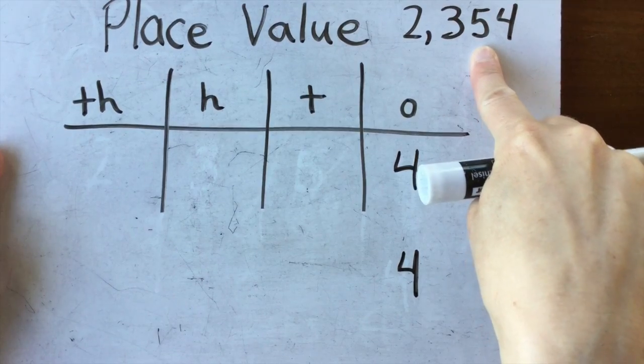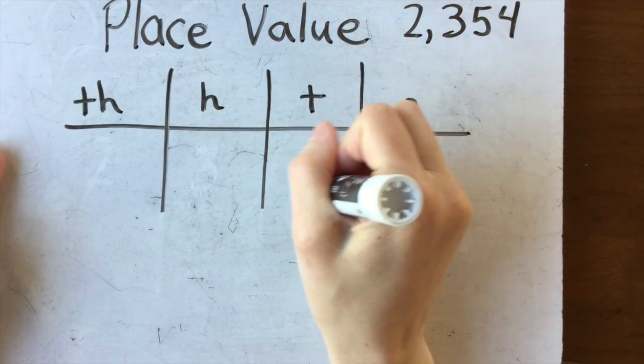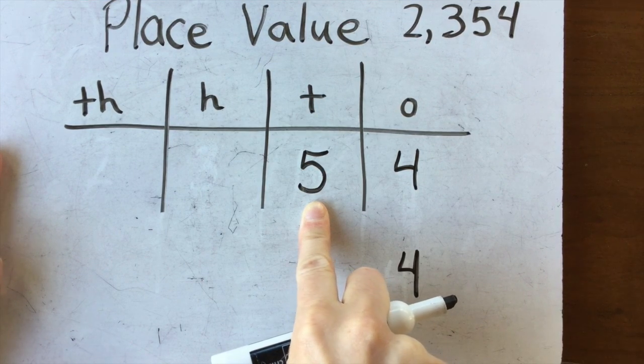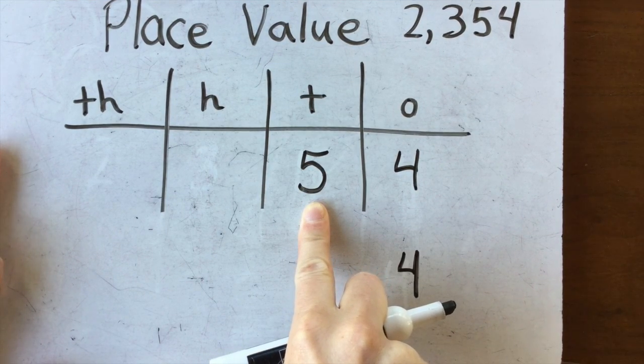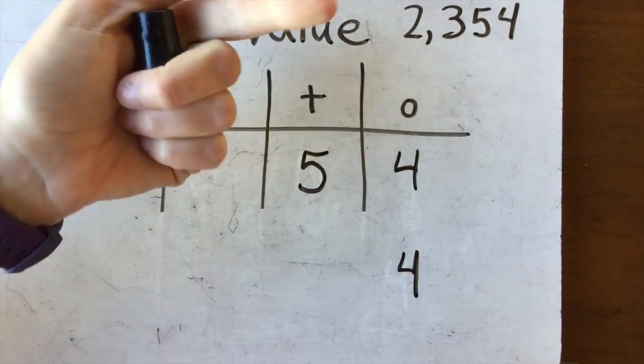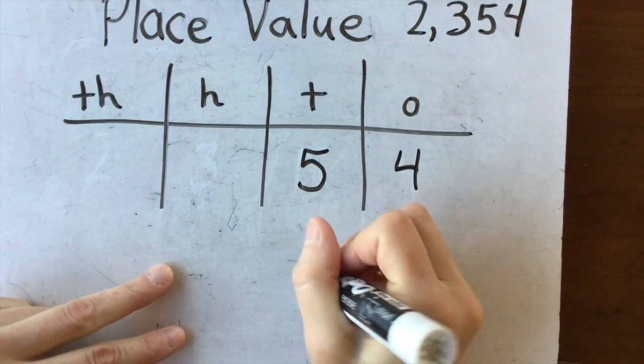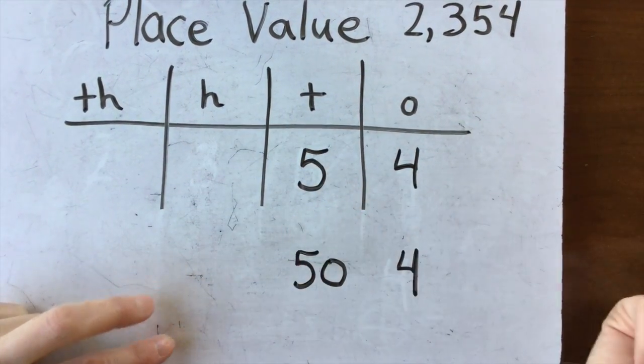The 5 is in the tens place. That means there are 5 tens. So we can count by tens to figure out how much that is worth. So we go 10, 20, 30, 40, 50. So the 5 in the tens place is worth 50.